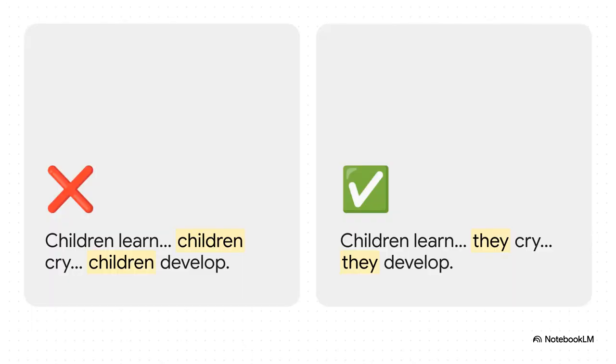And here's a massive red annotation writing tweak that literally separates the amateurs from the pros. Take a look at how you can avoid repetitive phrasing. Instead of hammering the reader with the noun children over and over again, like children learn, children cry, children develop, use cohesive devices. Swap it out for a pronoun like they. It makes the logic flow so much better.